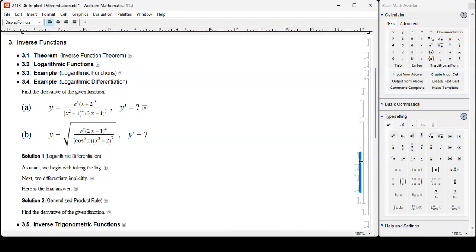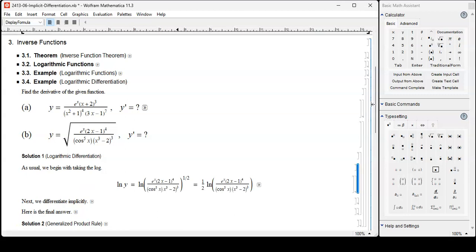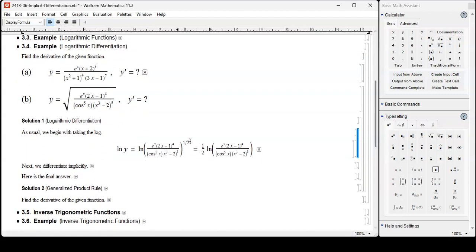Step 1, take the log. And then you have to simplify. Let's see, take the log. So this is a big square root, so that's 1/2 power. So 1/2 comes out. Is that clear? The square root is 1/2 power. So I can bring out this 1/2 using the third log rule.